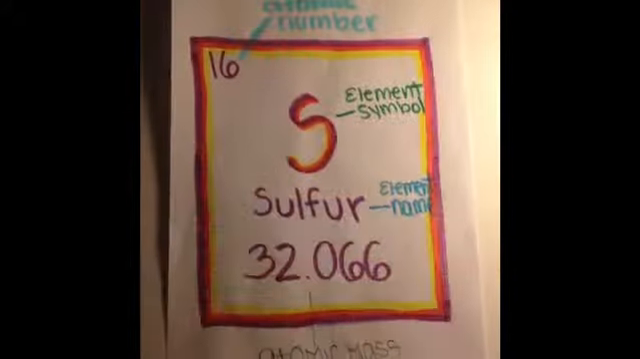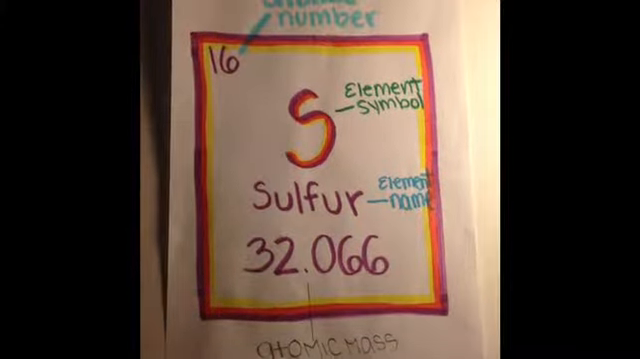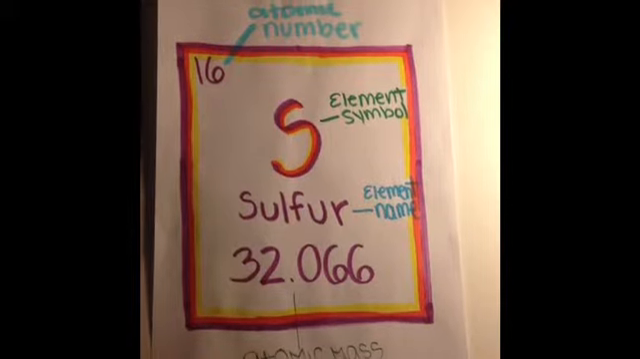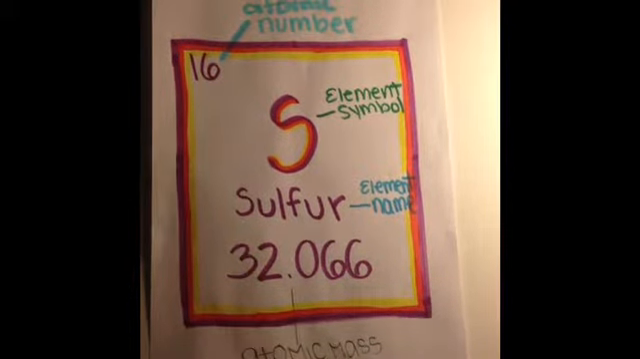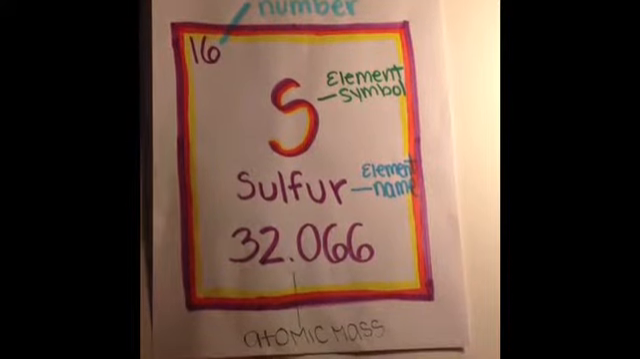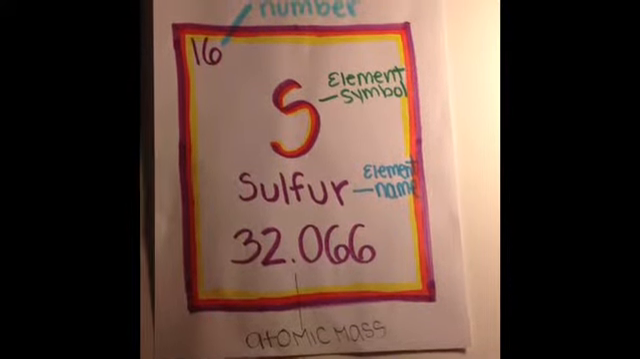As you can see, this is sulfur's individual element box. And as you can see, the atomic number is 16. But we already knew that, because we pay really good attention. And we can see that the atomic mass is 32.066. So we already know that the number of protons and the number of electrons is 16.